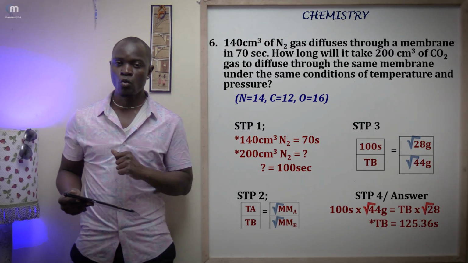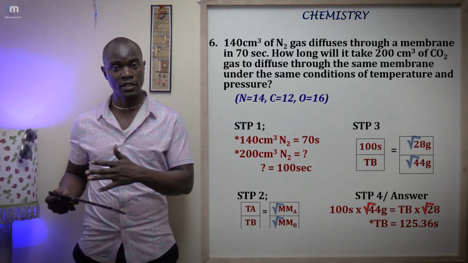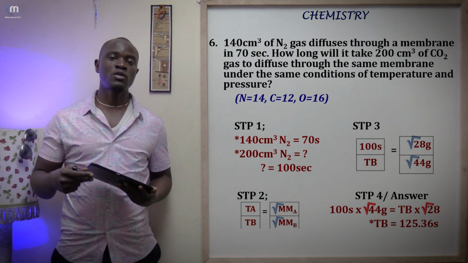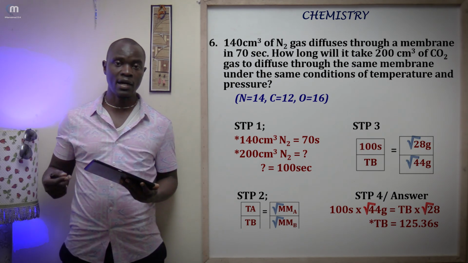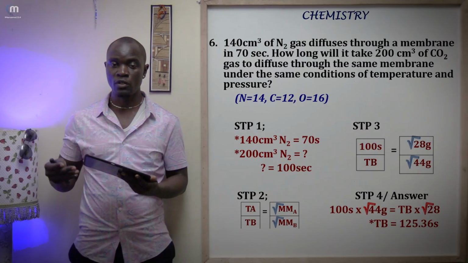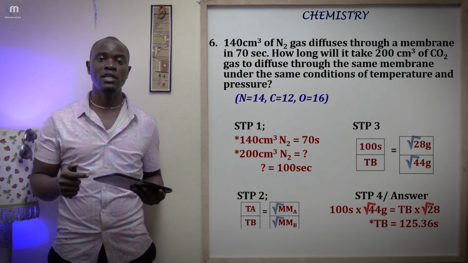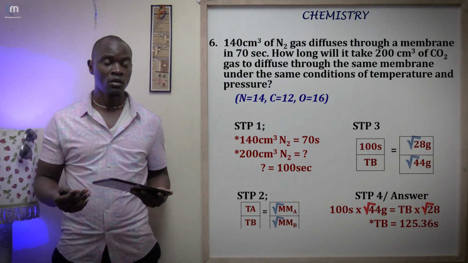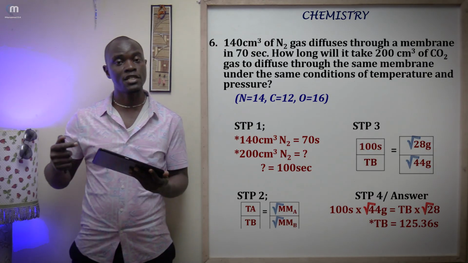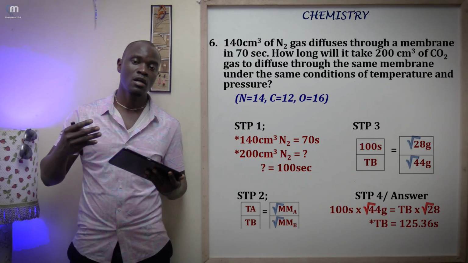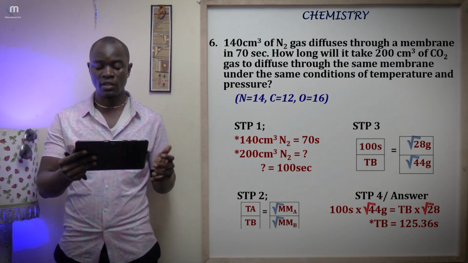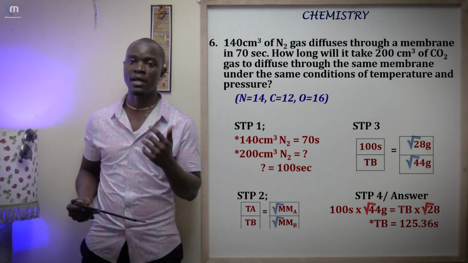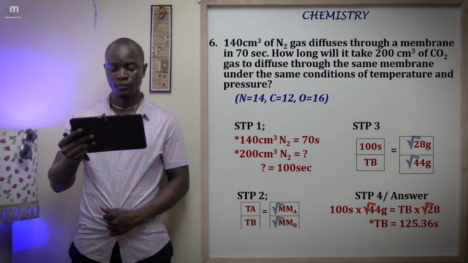So remember, we have been told that the temperature and pressure are constant. So which law focuses on temperature and pressure being constant? It's Graham's law of diffusion, which states that the rate of diffusion is inversely proportional to the square root of its density when the pressure and temperature are maintained constant. Now, since you have been told that the temperature and pressure are constant, therefore the law we are going to use here is Graham's law of diffusion.